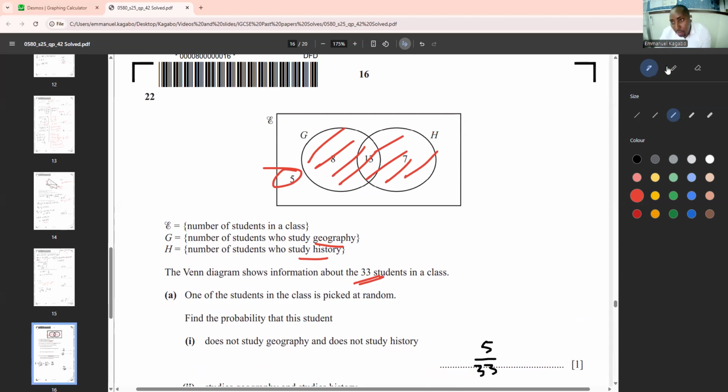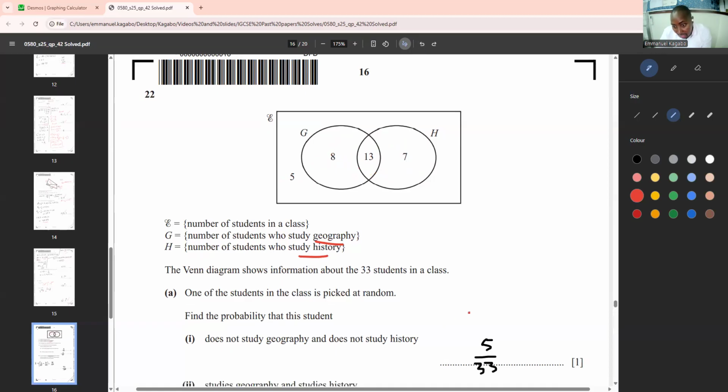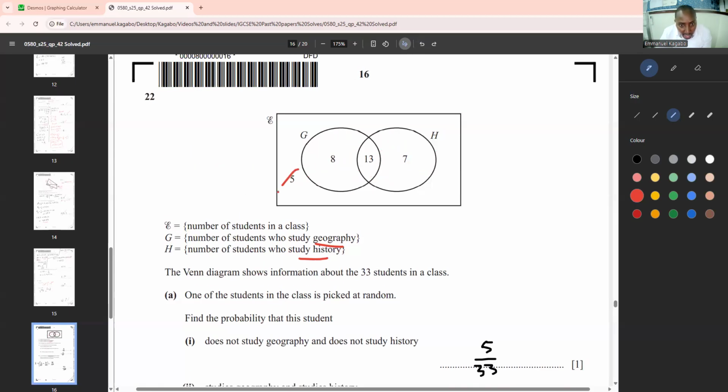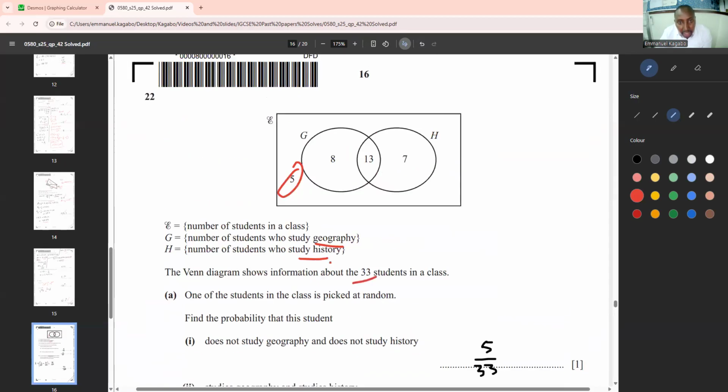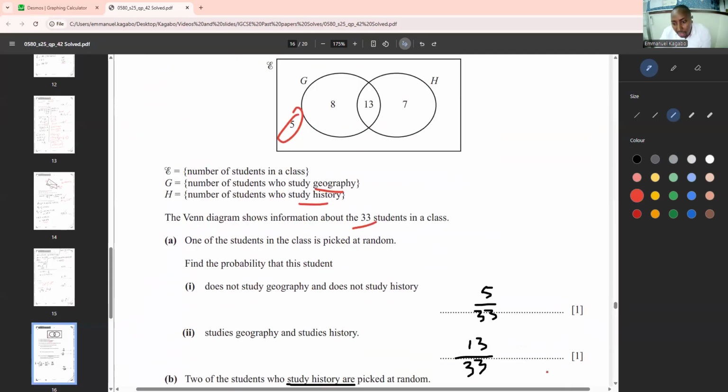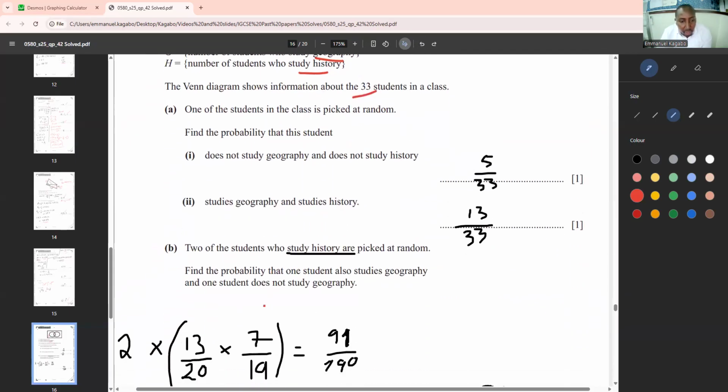33. So that will give me, you can write it as a fraction, by the way, it doesn't matter. So it is 5 divided by 33, and that gives me that. Studies geography and history. How many people study both history and geography? 13. Okay, it is 13. So I'll get 13 out of 33.